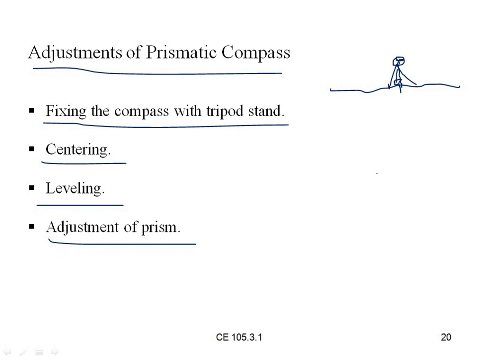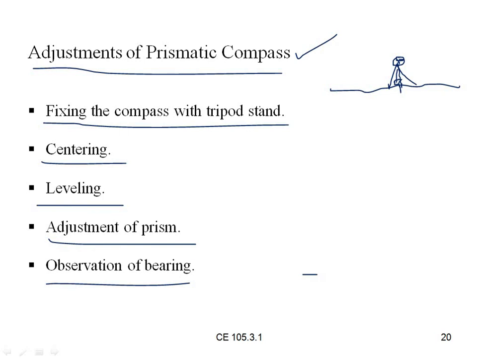So we have to adjust the prism to see the object very clearly. Whether it is blurred or we cannot see the object, that should be adjusted with the prism. And next we have to observe an angle, that is called bearing. So these are the adjustments of the Prismatic compass. We compulsorily have to do them.